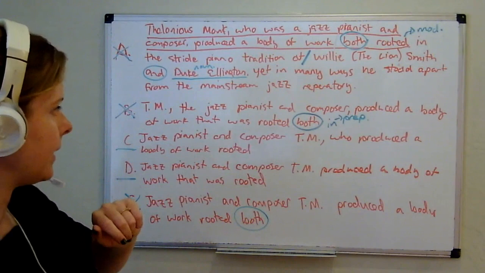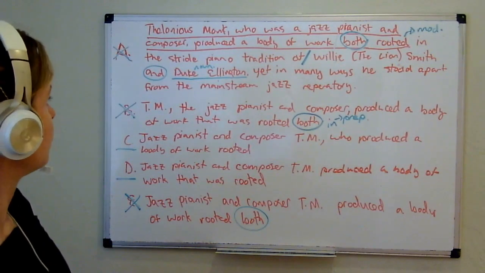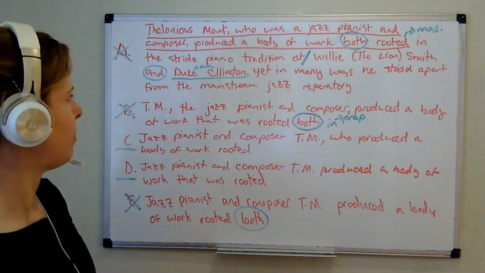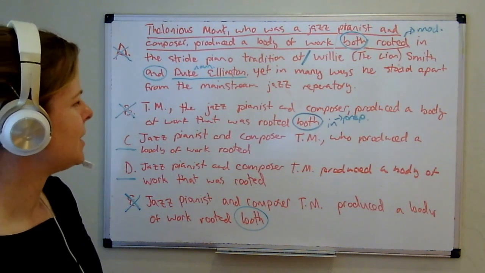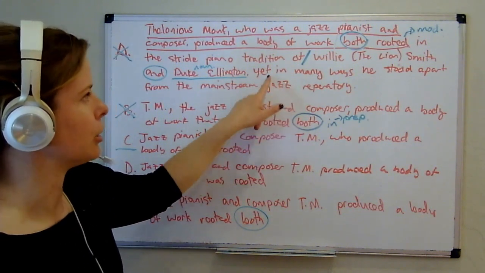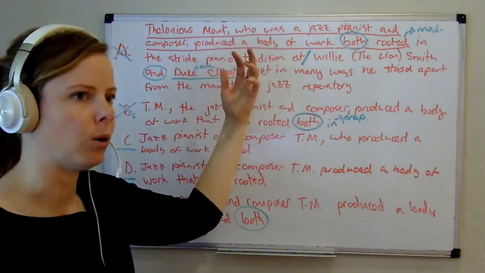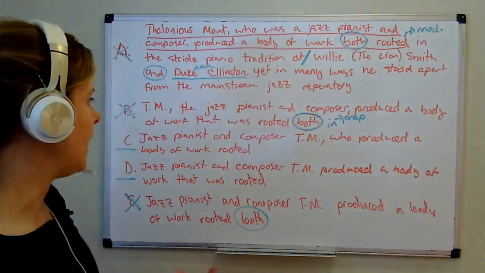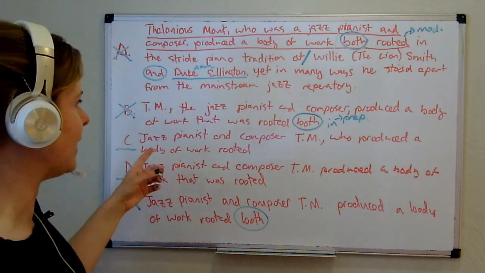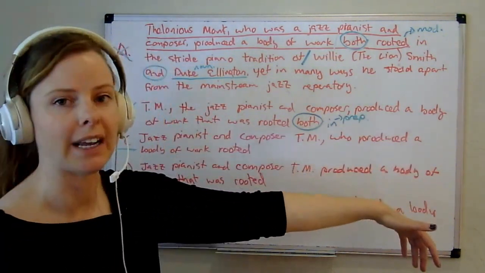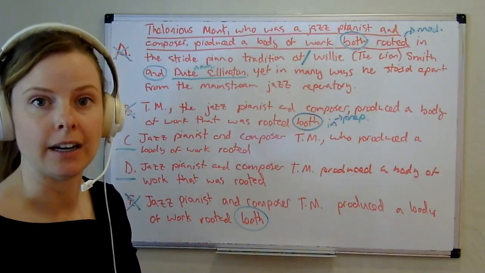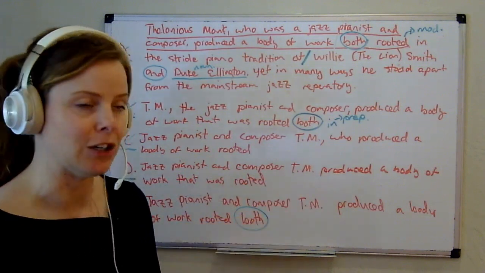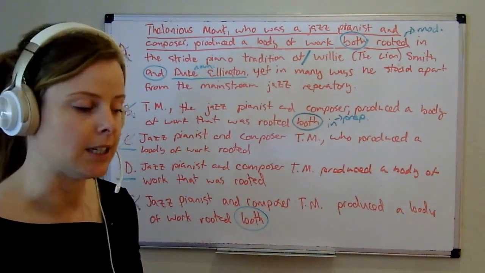We have jazz pianist and composer Thelonious Monk, who produced a body of work rooted in the stride piano tradition of Willie the Lion Smith and Duke Ellington, yet in many ways he stood apart from the mainstream jazz repertory. So we've got this separate clause here starting with the word yet, but we really need a whole subject-verb pair to come before that in order for this to be a full sentence. And we just don't have that in C. We've got a subject, and then we've just got a whole bunch of modifying information. So C is actually not even a sentence, and we can get rid of it. D, on the other hand, corrects that issue, and we do have a full sentence, and the parallelism works, so D is our winner.